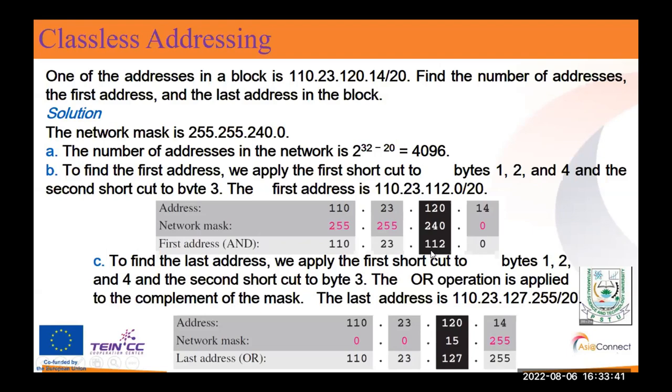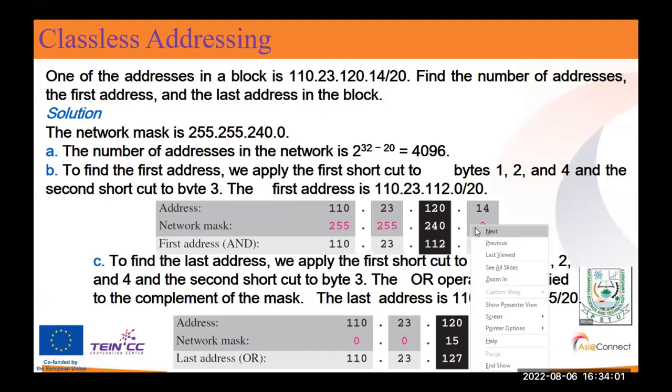1, 2, 4, 8, 16, 32, 64, and 128. Which numbers can we take to sum up 112? So you can just break down this 120 and 240. Then you can use just the AND operation. In that case, what will be the value?